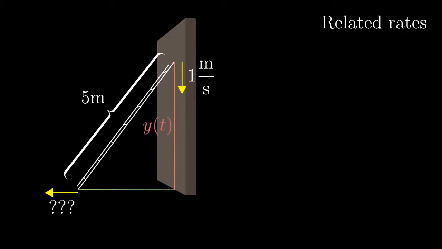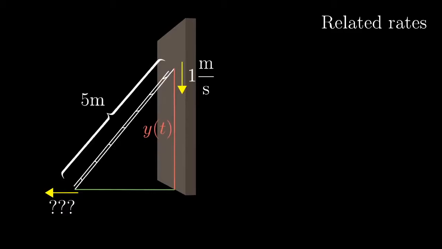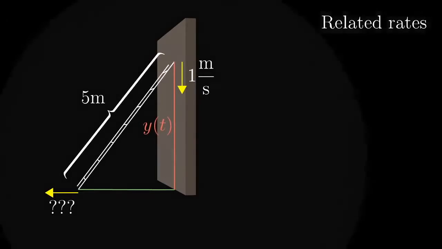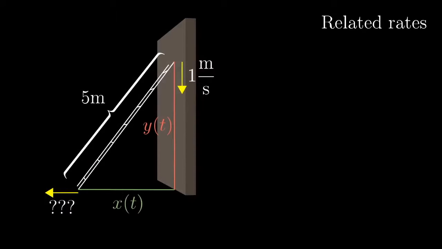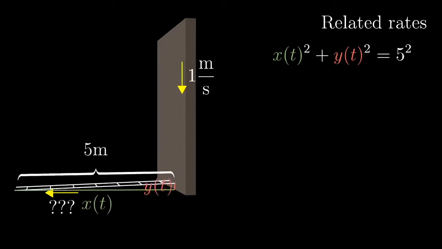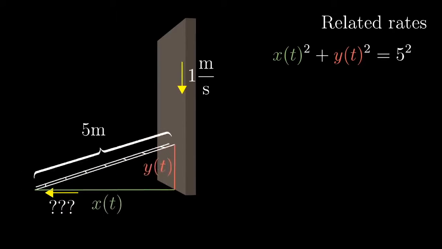So let's label that distance from the top of the ladder to the ground y of t, written as a function of time because it's changing. Likewise, label the distance between the bottom of the ladder and the wall x of t. The key equation that relates these terms is the Pythagorean theorem. X of t squared plus y of t squared equals 5 squared. What makes that a powerful equation to use is that it's true at all points of time.